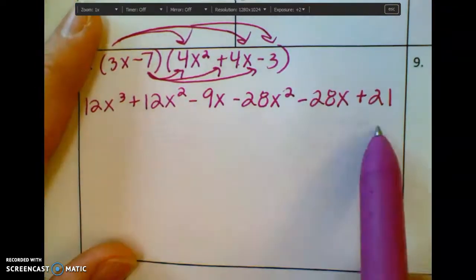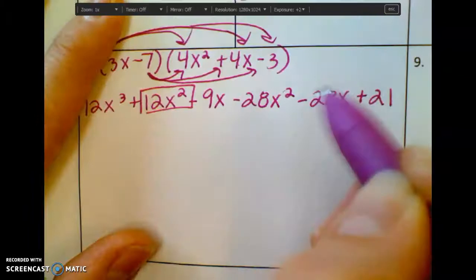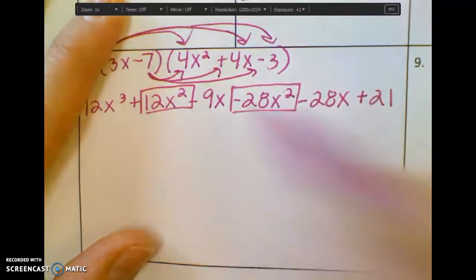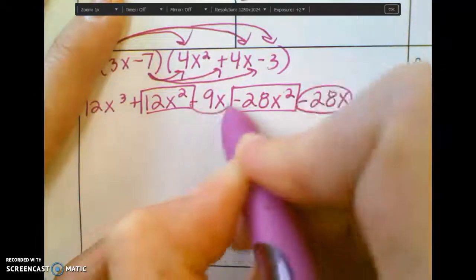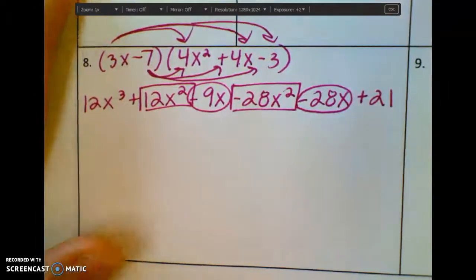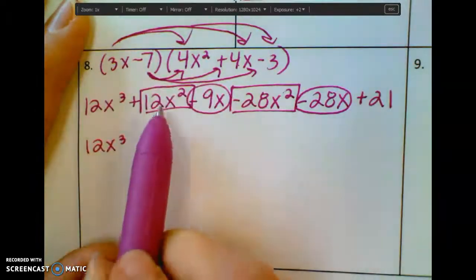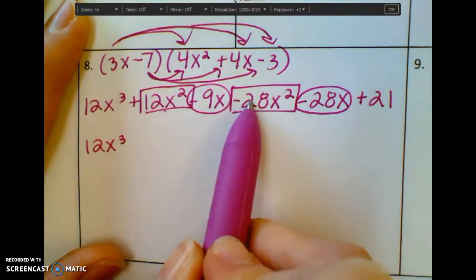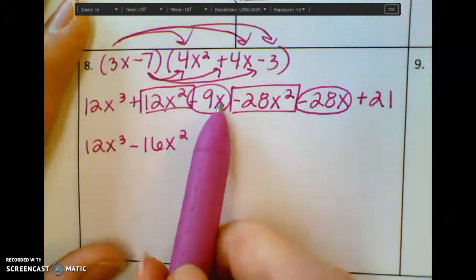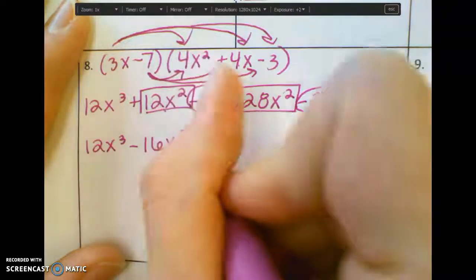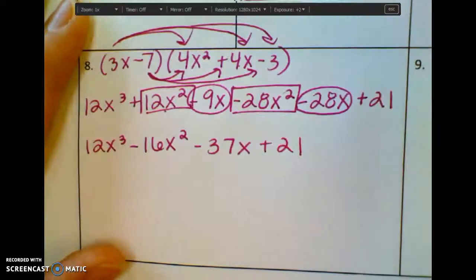Now we need to use what you did on Friday and combine our like terms. So the 12x squared and negative 28x squared can go together. The negative 28x and the negative 9x are like terms. So this 12x cubed has nothing to add to. 12x squared minus 28x squared gives me negative 16x squared. Negative 9x minus 28x gives me negative 37x. And then, of course, a plus 21 at the end.